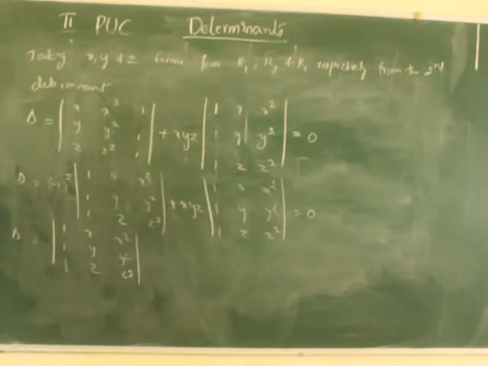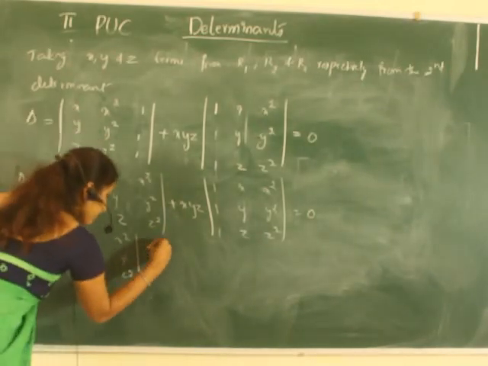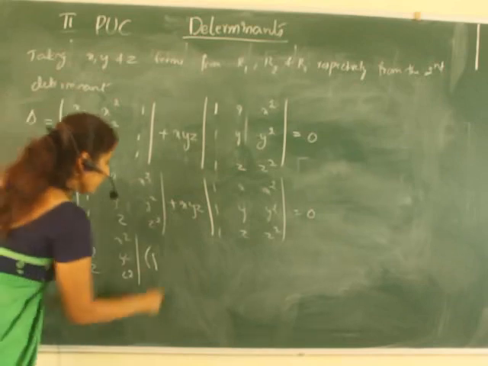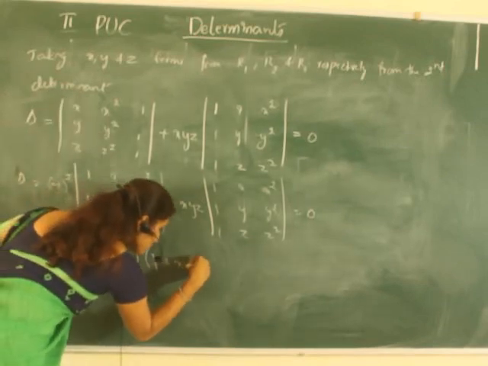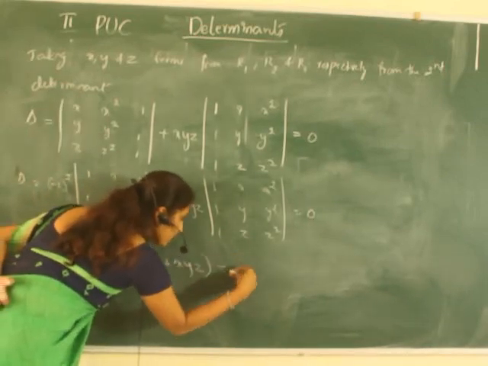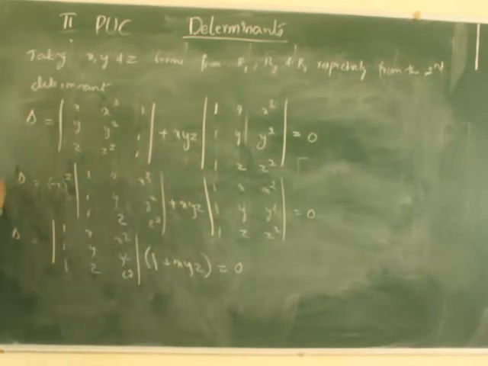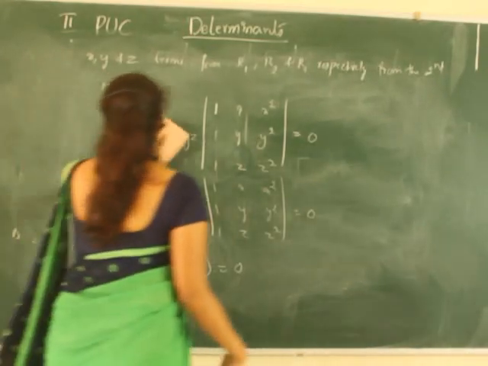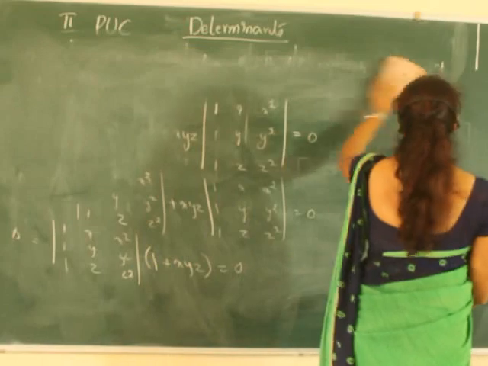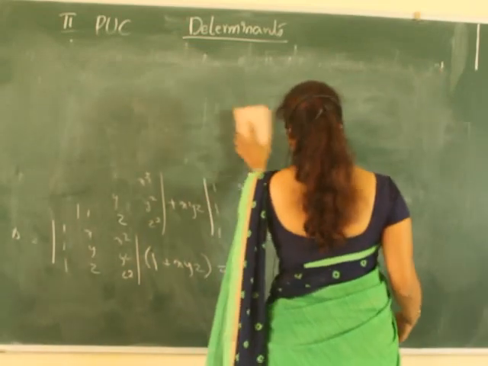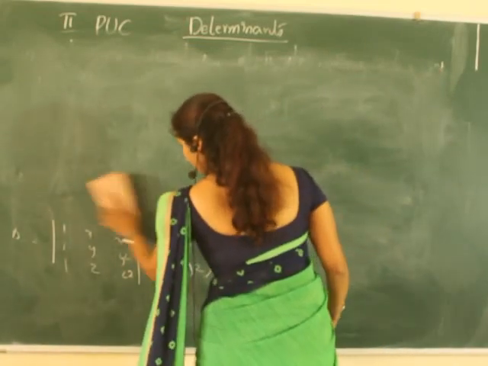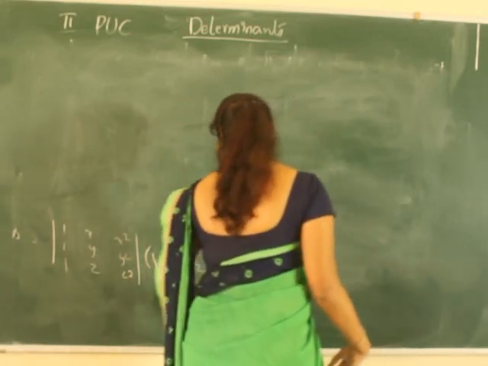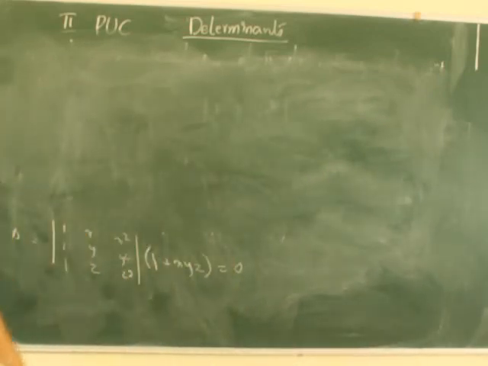If I take common this term, here the remaining will be 1, here remaining will be 1 plus x, y, z equal to 0. So we got like this. Now we have to calculate the determinant of this. Simplify the determinant to get 1 plus x plus y plus z, that is 1 plus xyz equal to 0. So after this, we have to expand the determinant.